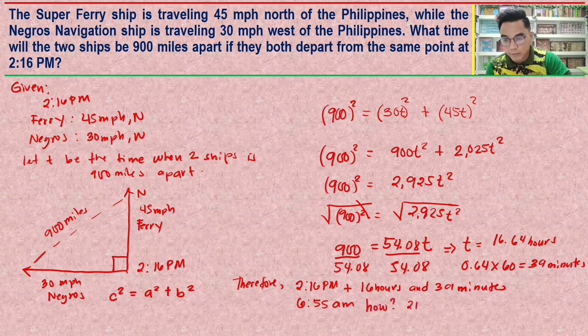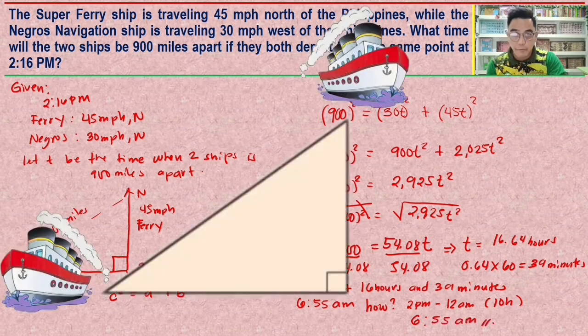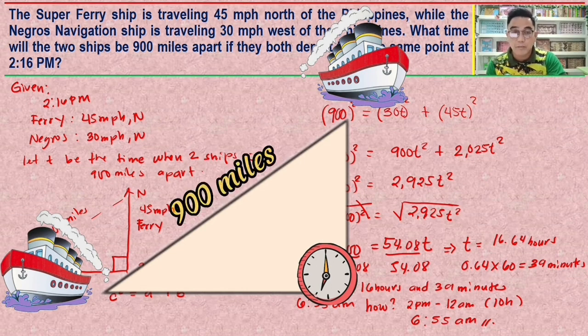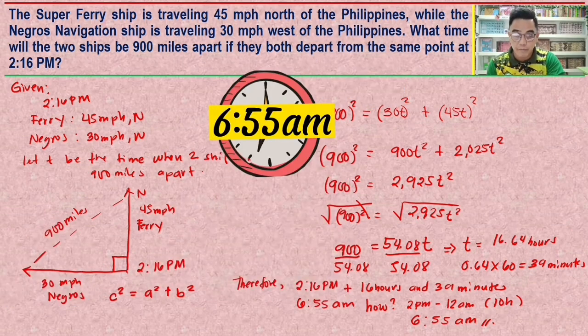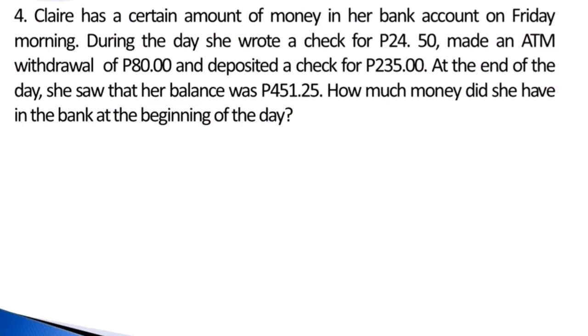How? From 2 p.m. to 12 a.m., we need 10 hours. Since it is 16 hours, we still have 6 hours. So just add it, we have 6 a.m. But there are 16 minutes and 39 minutes. Add it up, so we have now 55 minutes. Therefore, the time at which these two ships will be 900 miles apart will be the next day at 6:55 a.m.